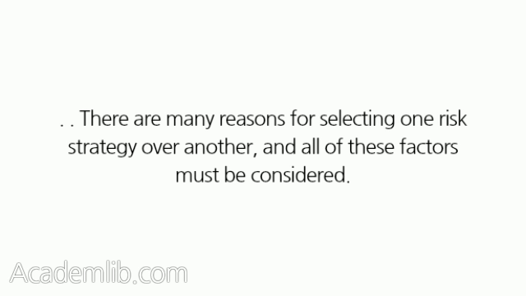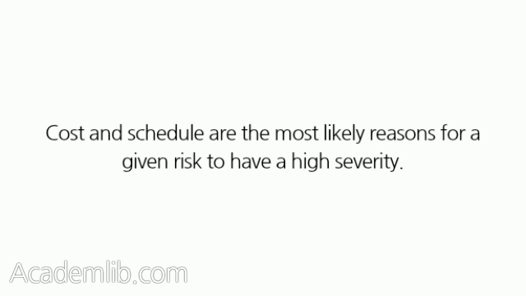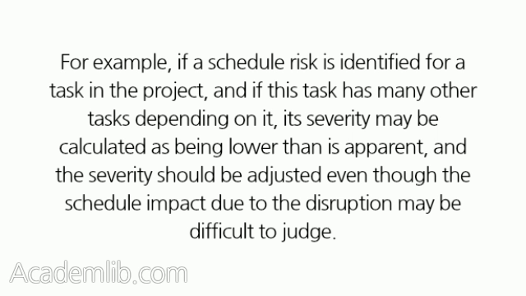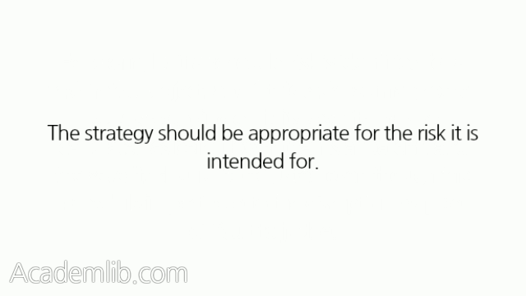There are many reasons for selecting one risk strategy over another, and all of these factors must be considered. Cost and schedule are the most likely reasons for a given risk to have a high severity. Other factors may affect our choice of risk strategy. For example, if a schedule risk is identified for a task in the project, and if this task has many other tasks depending on it, its severity may be calculated as being lower than is apparent, and the severity should be adjusted even though the schedule impact due to the disruption may be difficult to judge. The strategy should be appropriate for the risk it is intended for.